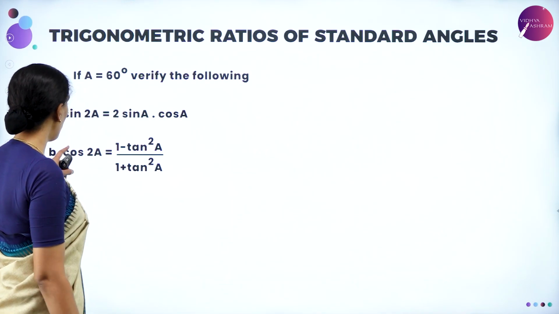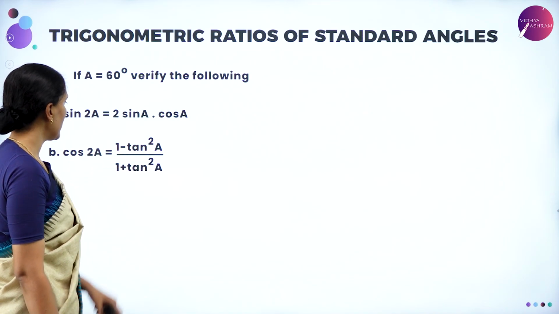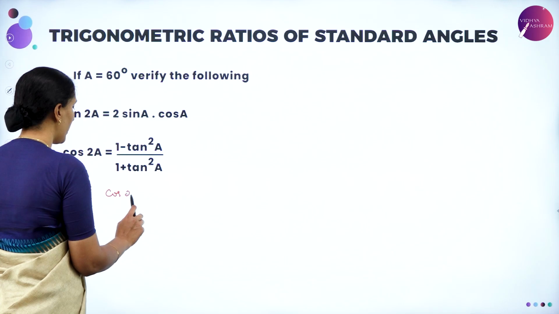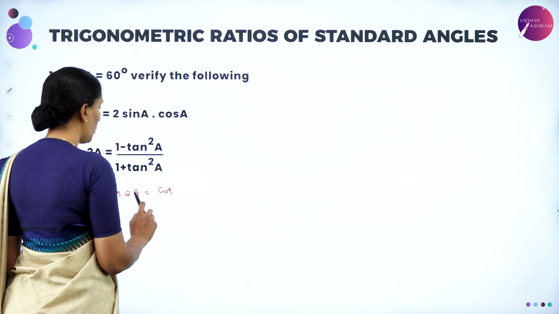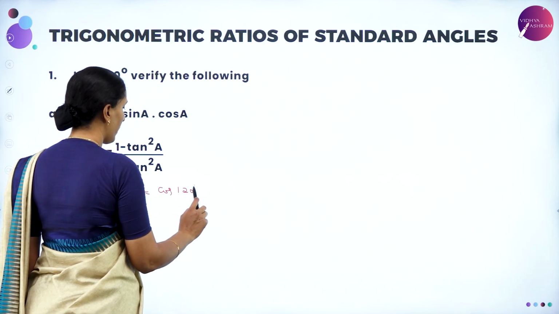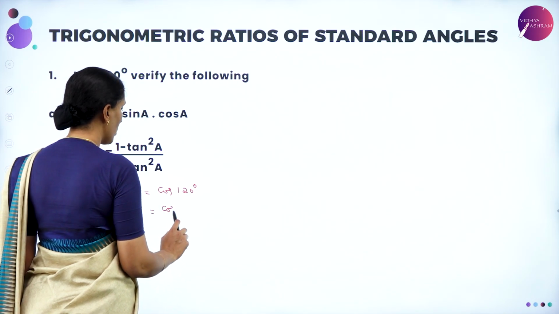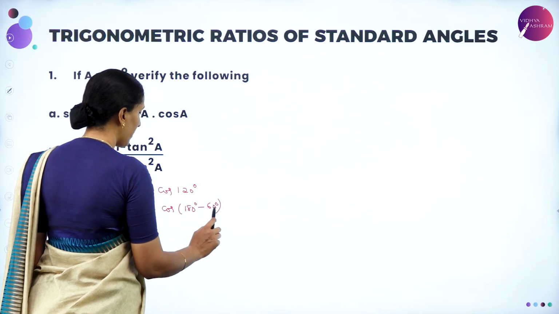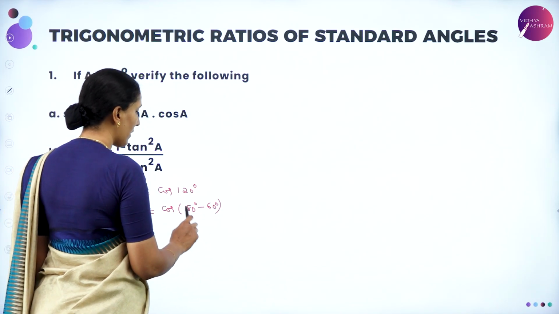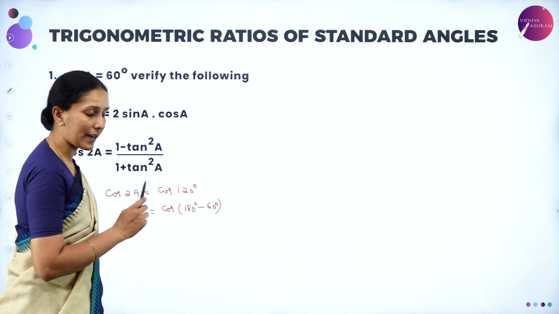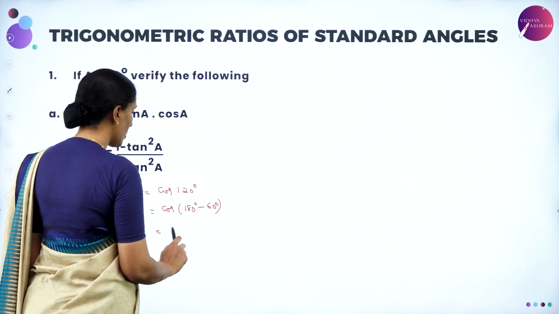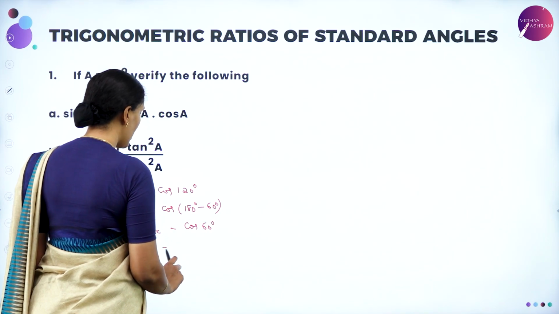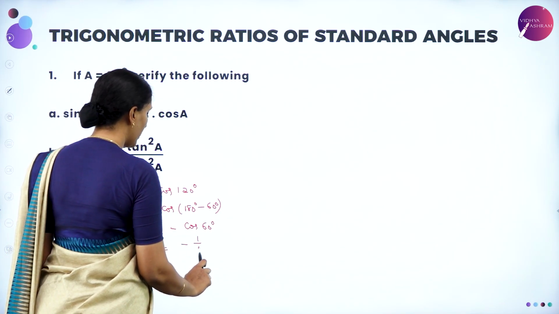Next we will take up the problem. Cos 2A is equal to (1 minus tan square A) divided by (1 plus tan square A). So cos 2A is nothing but cos 2 into 60, which is cos 120. Cos 120 is cos(180 minus 60 degree). 180 minus 60 is 120, but when I say 180 minus 60, it comes in the second quadrant. In the second quadrant, cos is negative. Then this is cos 60 degree itself. So the value is equal to minus 1 by 2.